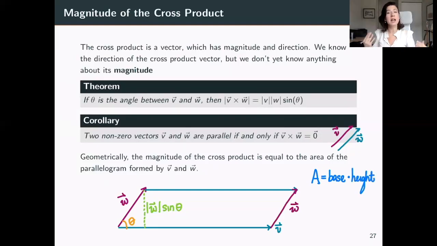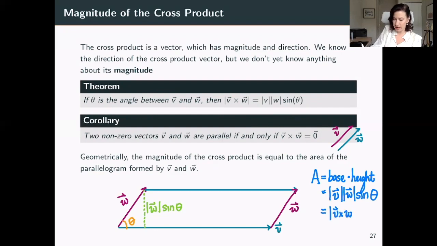In this case, the base of our parallelogram has a value of the magnitude of v, whereas the height of our parallelogram has a value of the magnitude of w times sine of theta. But by our theorem, we know that this is actually equal to the magnitude of the cross product vector v cross w.